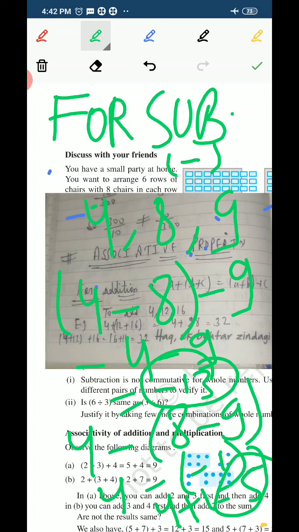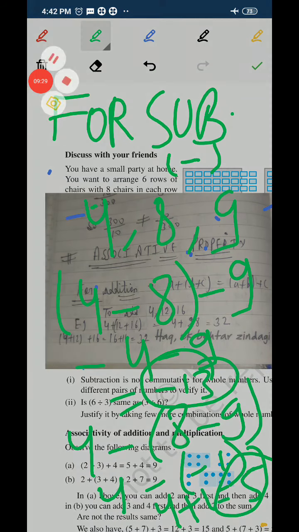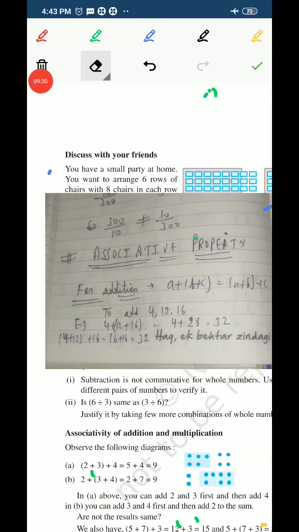You don't need to show the proof, you just need to understand the property, whether it is satisfied or not. So I hope you have understood the associative property, what associative property means, and that it is not satisfied for subtraction, and also not satisfied for division, but for addition and multiplication it is satisfied.